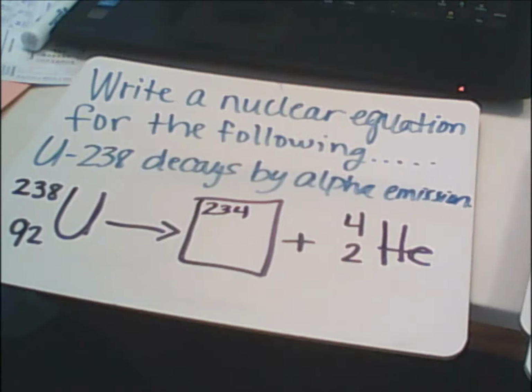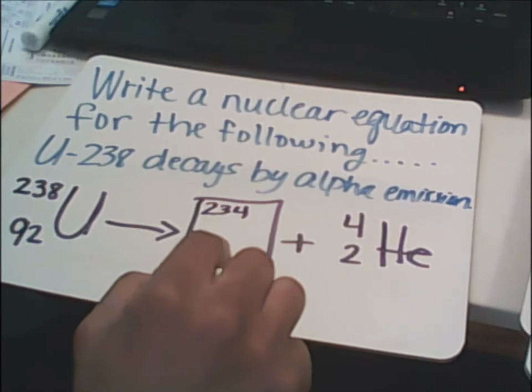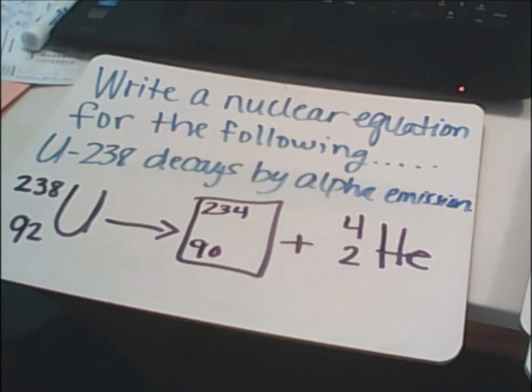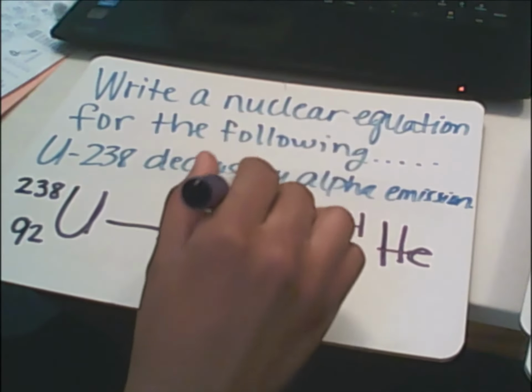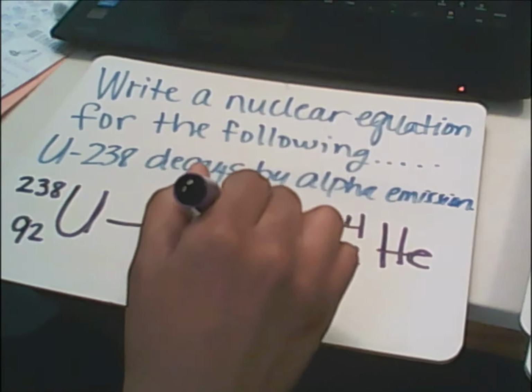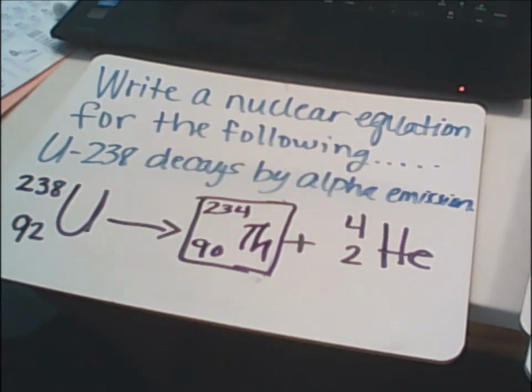Now, I'm going to do the same thing for the bottom number. I have 92 on the left, but I have 2 on the right. When I subtract 2 from 92, I get 90. Then I need to look at my periodic table to identify what number 90 represents. Atomic number 90 on my periodic table is thorium, so that's going to be Th. That is my equation for U-238 decaying by alpha emission.